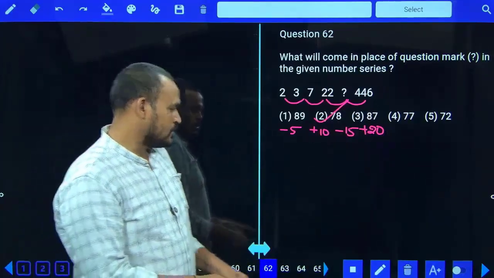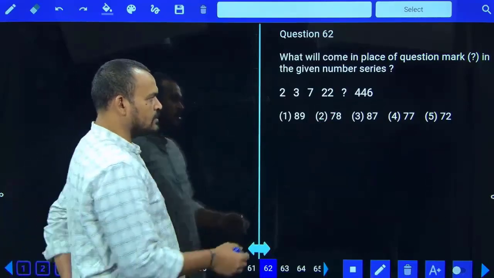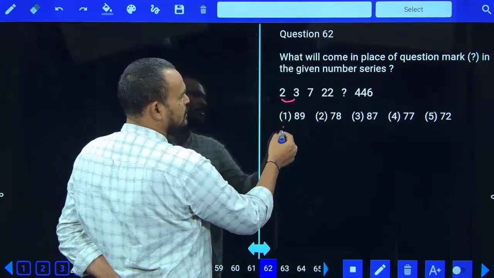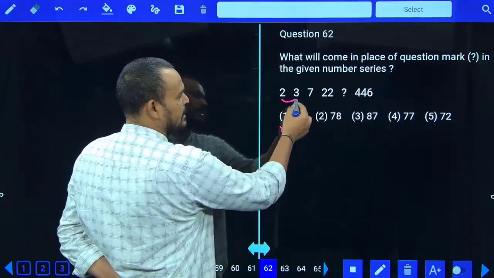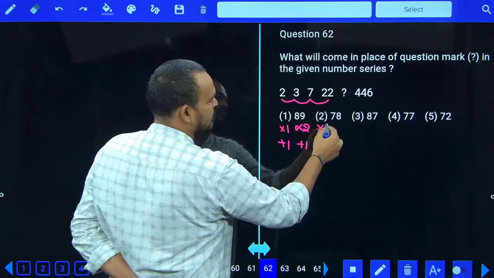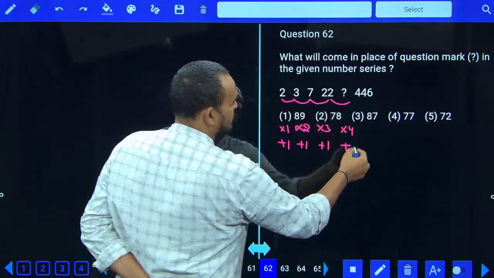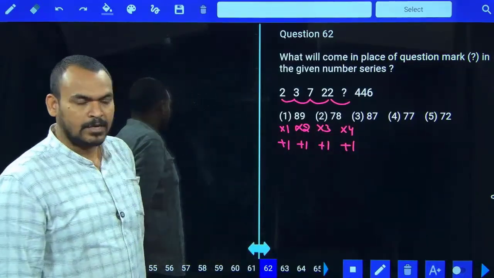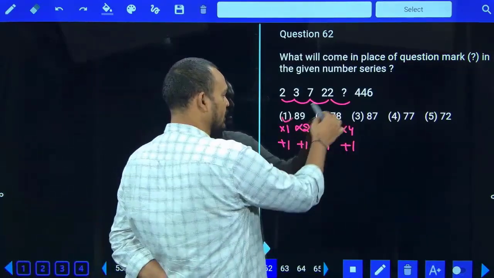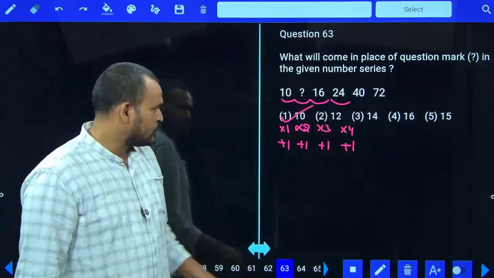Next question number 62. 2, 3, 7, 22, something and 446. First one we write into 1 plus 1. Second one into 2 plus 2. Next into 3 plus 1. Next into 4 plus 1. 22 fours, how much? 88 plus 1 means that is 89. Which option? First one.